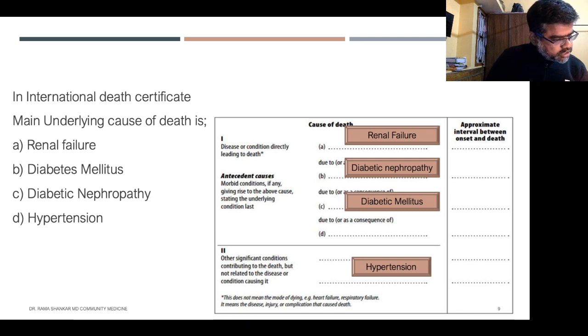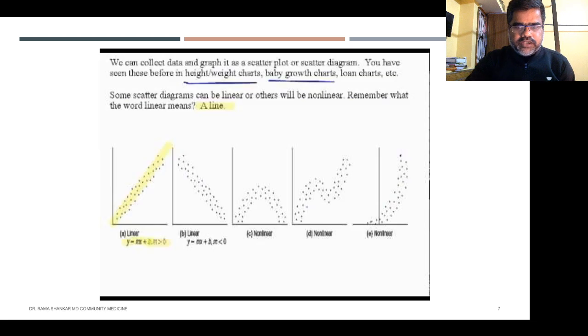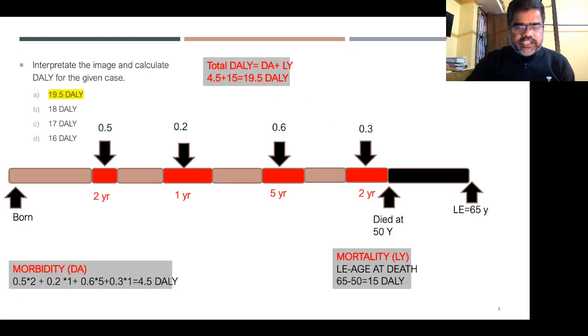Okay, I am able to see your comments also now. So it will be good for me to answer your questions. So Arjun Kumar asks, sir, isn't the last value 0.3 into 2? Okay, let me clarify that for you. 0.3 into 2, yes, absolutely. That is 0.3 into 2. Yes, absolutely right. That is a typo error. But this is the way you calculate DALY. Okay.